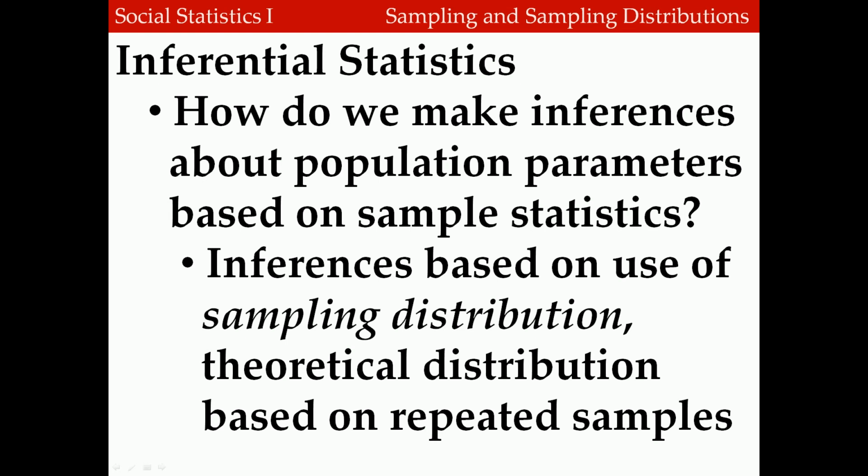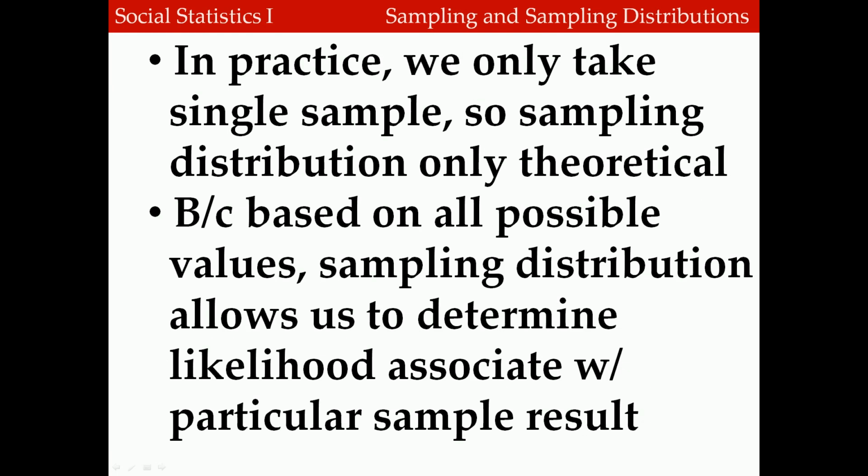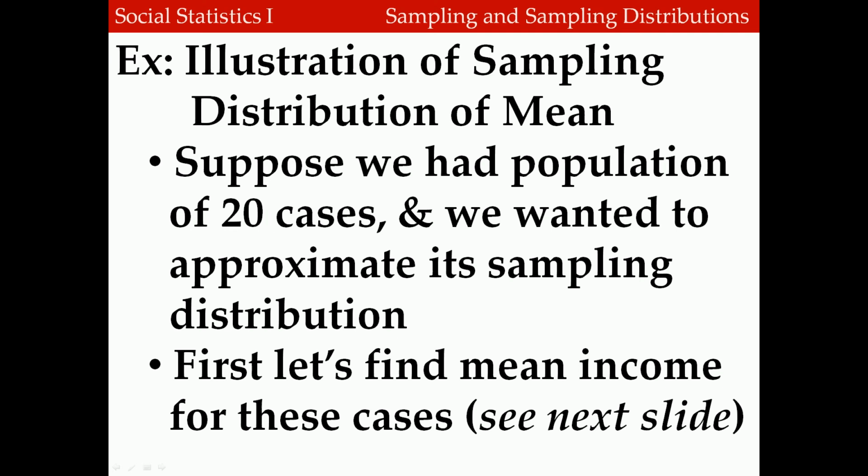Okay, so how do we make inferences about a population parameter based on a sample? Well, we can use something called a sampling distribution. A sampling distribution is a theoretical distribution based on repeated samples. In practice, we only take one sample, and that's why it's important to know that a sampling distribution is only a theoretical distribution. It's based on all possible values, and so it allows us to determine the likelihood of the association between a particular sample and the behavior of samples in general. To illustrate, let's look at the sampling distribution of the mean.